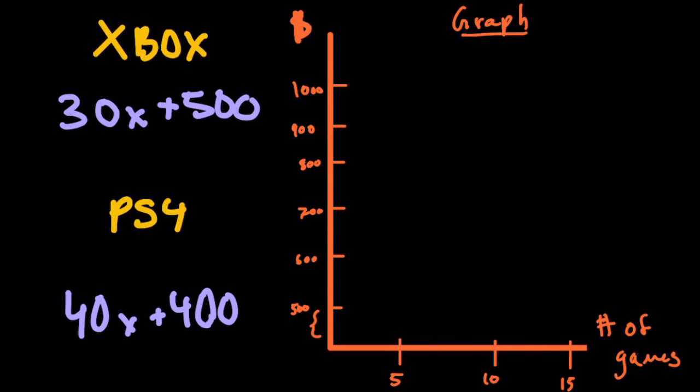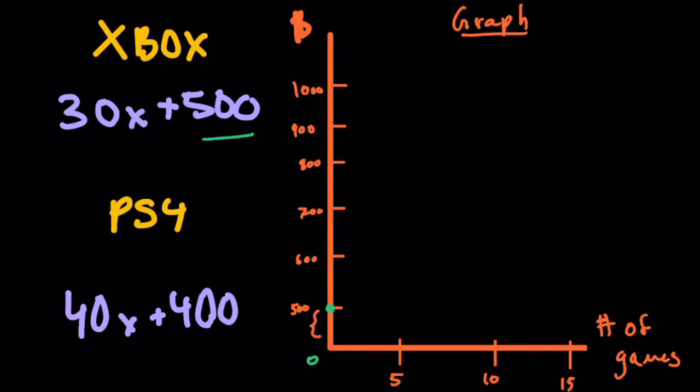So now we're going to jump into graphing. So we're going to graph the Xbox first. As we went over in previous videos, this is your y-intercept. By the way, this bracket right here lets me skip from 0 to 500. I'm not sure exactly what it's called, but that's the symbol for it, so you can make it easier to graph. So start at 500. So that's 0 games. I've spent $500 to get an Xbox, and now I'm going up by 30s.